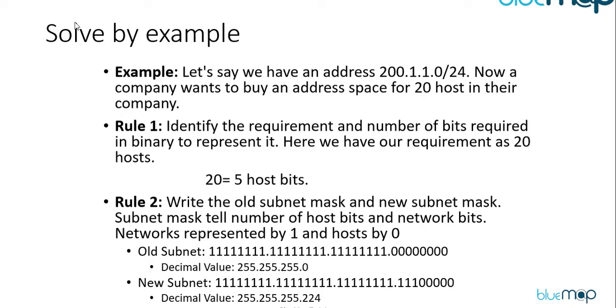The example here is simple. We have an address 200.1.1.0/24. It belongs to class C. You can check the IPv4 table. Now, a company wants to buy an address space only for 20 hosts. As I said, if I give them the whole network, they will utilize 20 addresses and waste 234 addresses, and we cannot do that.